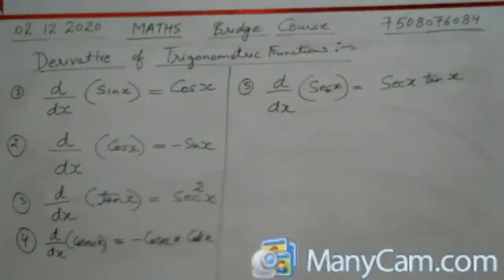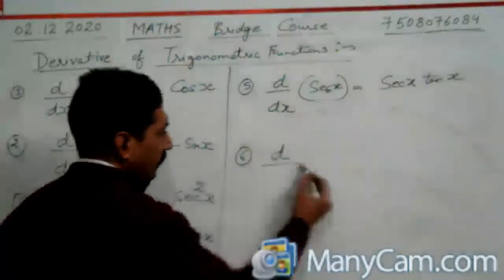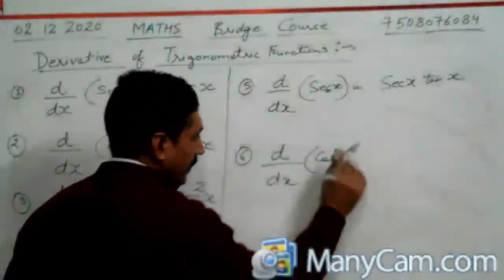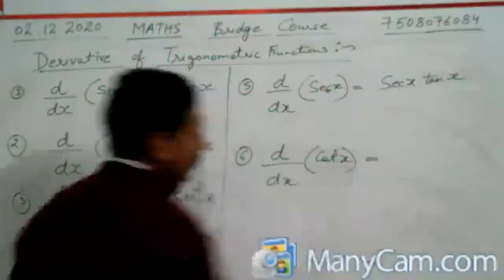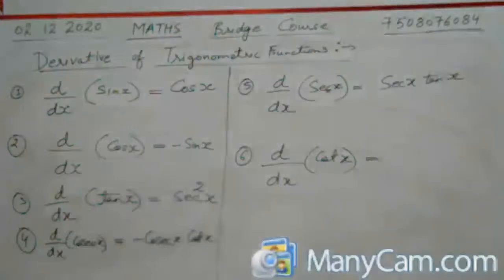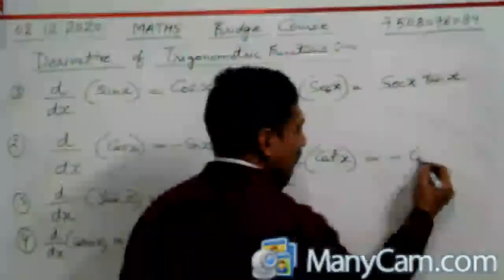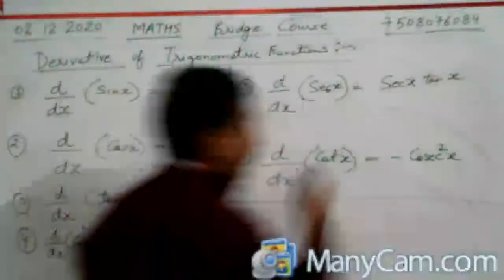And one more, the last, the derivative of cotangent x is equal to minus cosecant square x. So you have to remember all these.